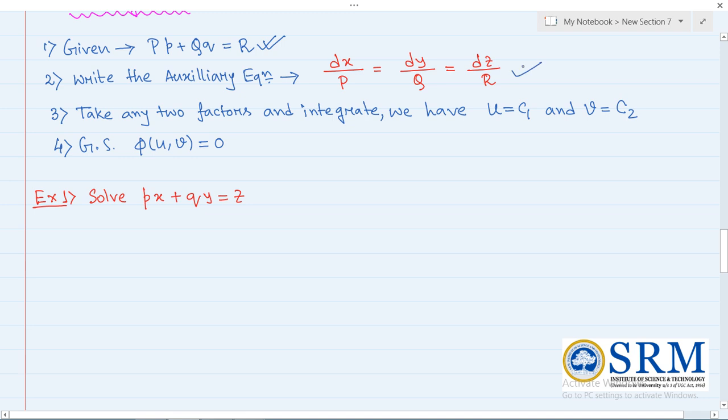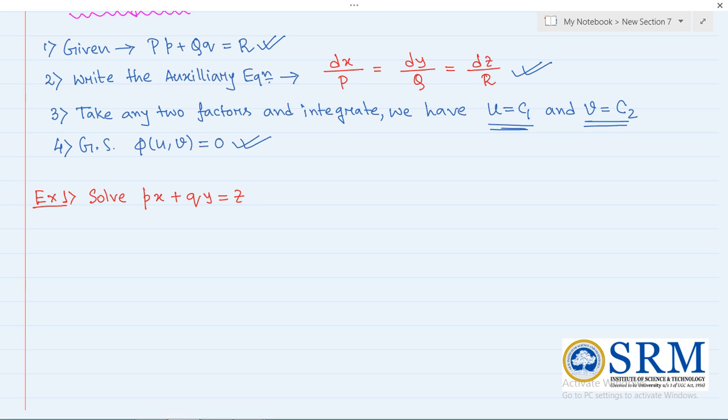Now we take two terms and directly integrate. Suppose we take the first and second factor. Integrating, we obtain one family of curves, that is u equal to c1. Now take any other two terms in such a way that the integration can be done very easily, say first and third or second and third, so that we have another family of curves, say v equal to c2. So what will be the general solution for this type of problem? That is phi of u, v equals 0. This is our target.